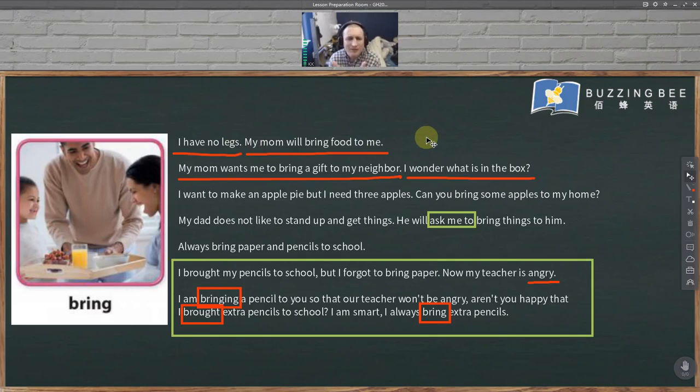Well, if there's no reason for that sentence to exist on its own, then it's almost impossible for me to think of that sentence just because somebody told me to use the word bring in a sentence. I will struggle. I need to think of a story in my mind first, and then I express that situation or that story as several sentences together. I have no legs. My mom will bring food to me. Now there's a reason for that second sentence to exist, and it's so much easier for me to use the word bring because I thought of a story first.